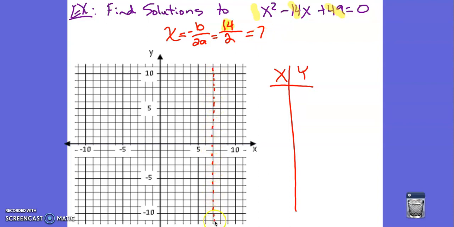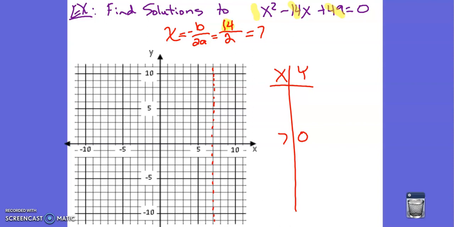That's the middle of the parabola. So if we plug 7 into the equation, we're going to end up getting 7, 0. And remember, what I would always recommend is to choose 2 numbers. Once you find the axis of symmetry, choose 2 numbers to the left or 2 numbers to the right.